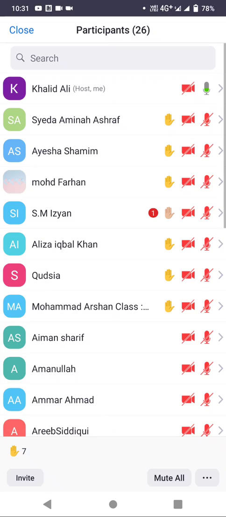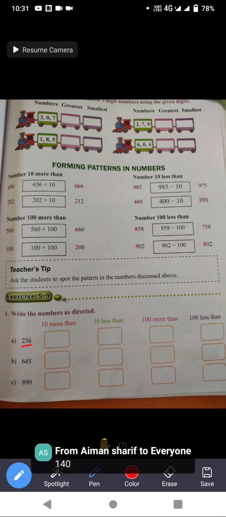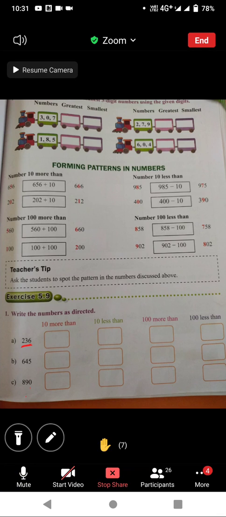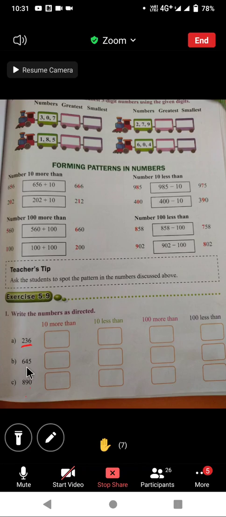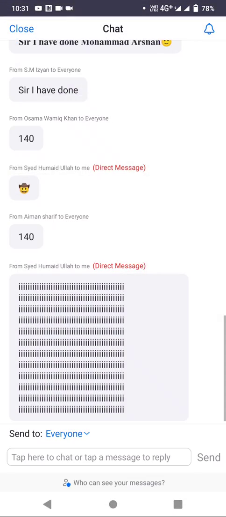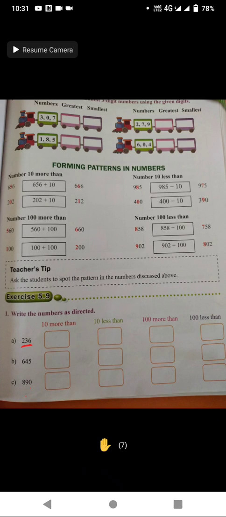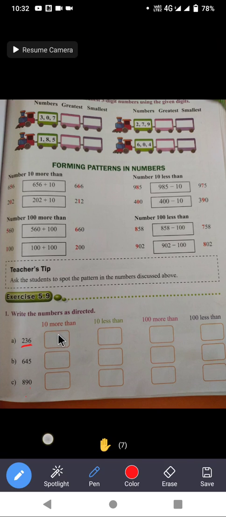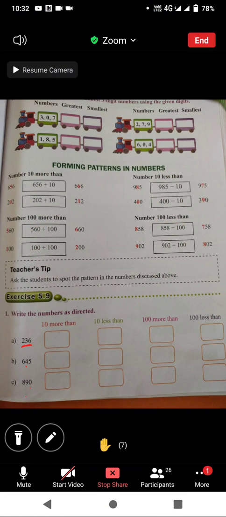Yes, sir. Tell me part B. 645 is there. So what is 10 more than 645? 655. Yes, tell again. 655. Okay, very good.